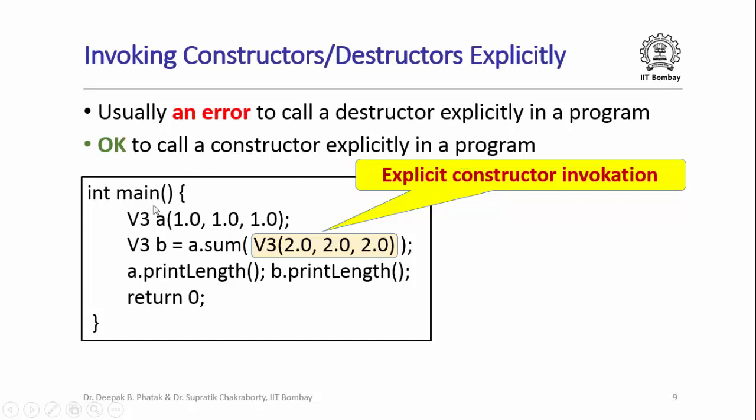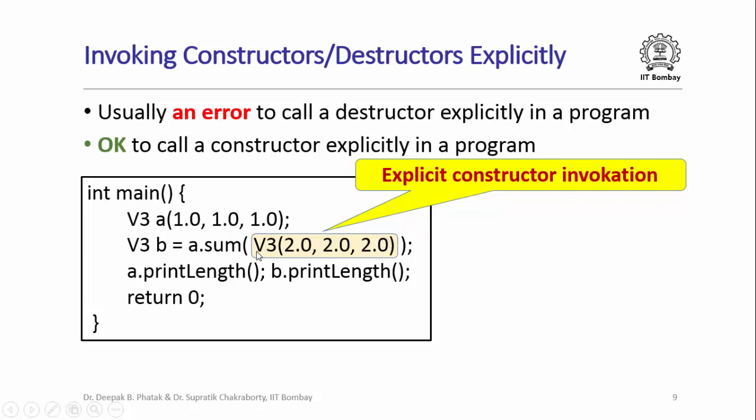For example, here is a small program fragment where I have first allocated an object A of class v3 and initialized it through its constructor with the values 1.0, 1.0 and 1.0. And now I'm calling the member function sum on the receiver object A, and as parameter to the member function sum, I am passing the result of invoking the constructor of the class v3 explicitly with the parameters 2.0, 2.0 and 2.0. So this is an example of an explicit constructor invocation.